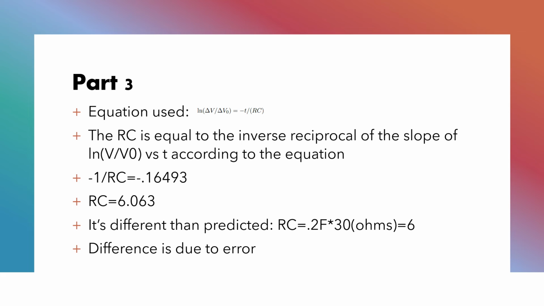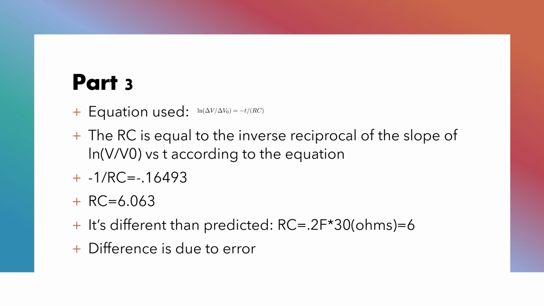The equation used in this analysis was that the natural log of delta V over delta V naught is equal to negative t over RC. RC is also the time constant and is equal to the resistance times capacitance. Using that equation, it was found that the RC, or time constant, is equal to the negative reciprocal of the slope of the log of V over V naught versus t.